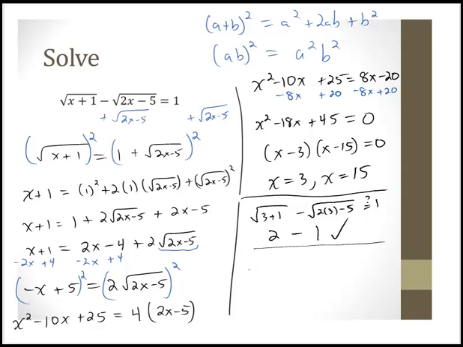Let's check x equals 15. The square root of 15 plus 1, subtract the square root of 2 times 15 minus 5. Is this equal to 1? 15 plus 1 is 16. The square root of 16 is 4. 2 times 15 is 30. 30 minus 5 is 25. The square root of 25 is 5. And 4 minus 5 is not equal to 1. So we throw away the 15 and only accept x equals 3.